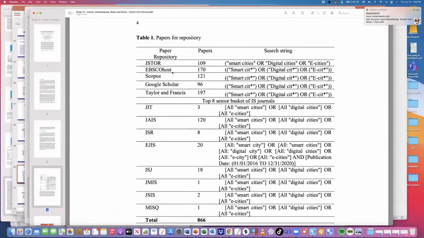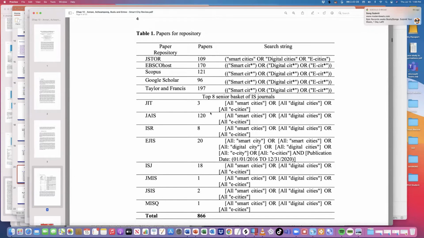JSTOR, what he got, EBSCO, what he got, and then Scopus, Scholar, Francis, what we got. Then he came to the senior basket. Why do you do a senior basket? These are the leading authors in your area. Some of my papers, I also do the senior basket. If your senior basket are not publishing on the theme, it tells you that the senior scholars in your area have not yet warmed up to the research area you've selected for your PhD. And it's possible. It's not strange.